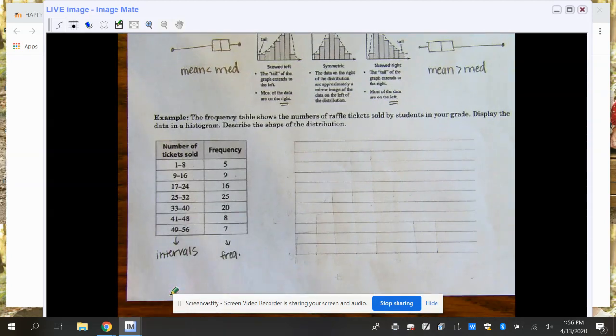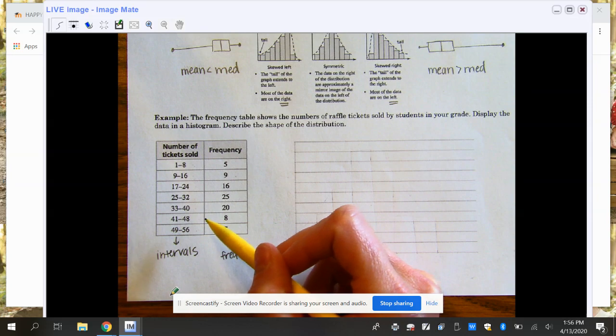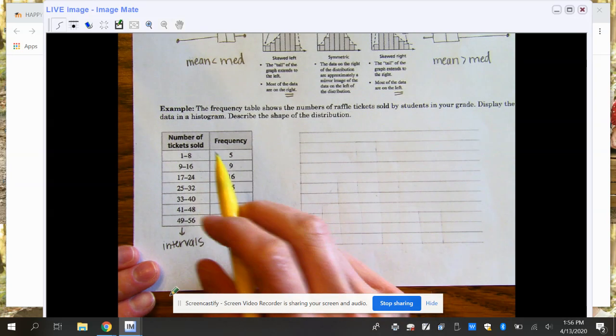All right, and so we're going to look at a couple of examples. One where the majority of the work is done for us, and then one where we have to do a little bit more.